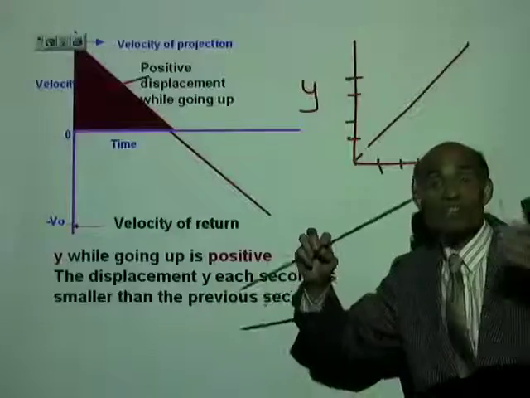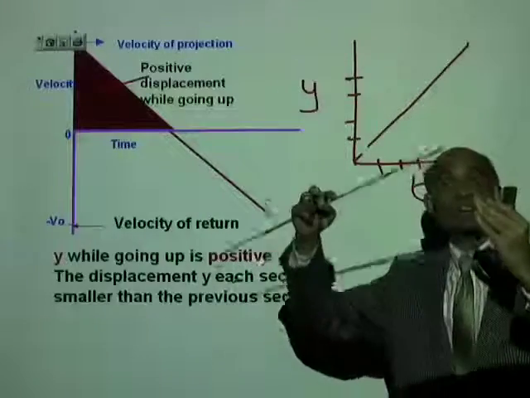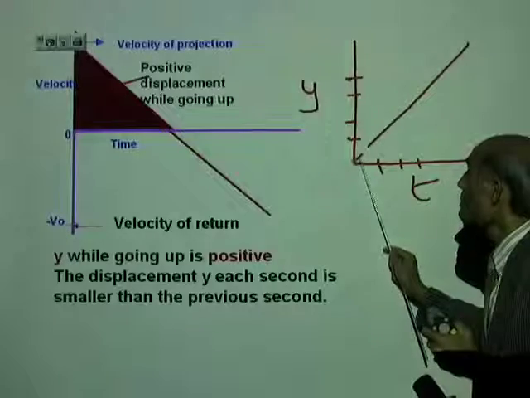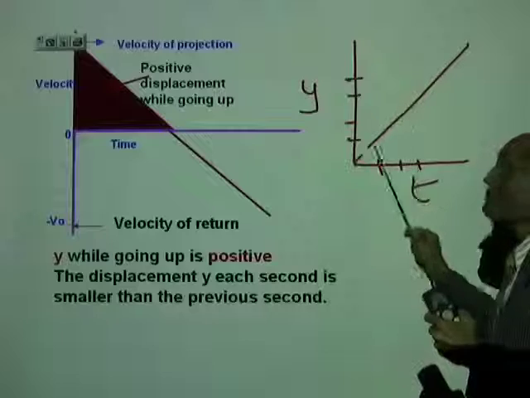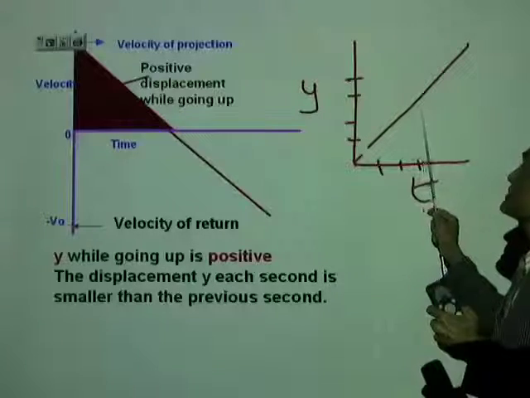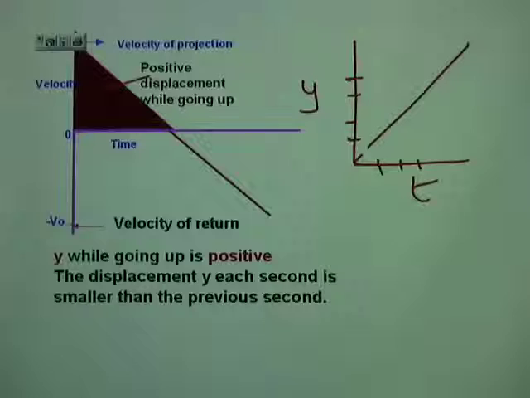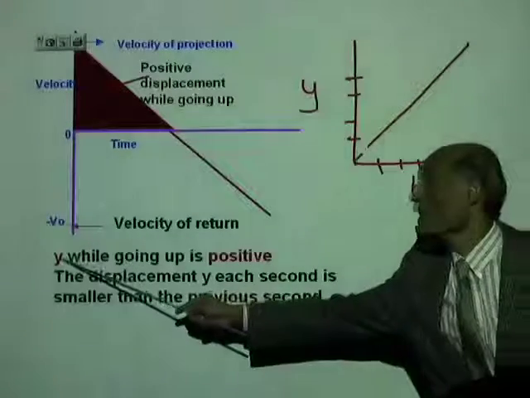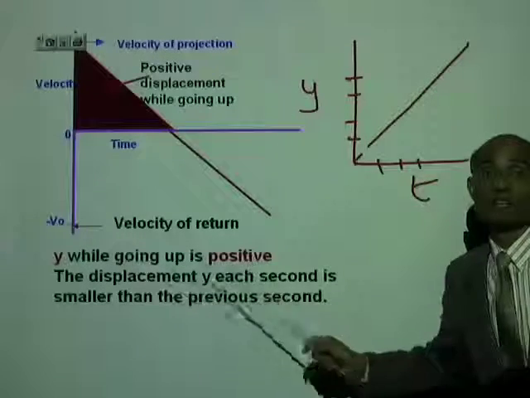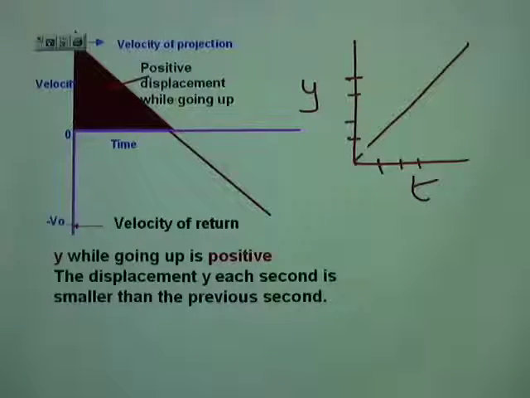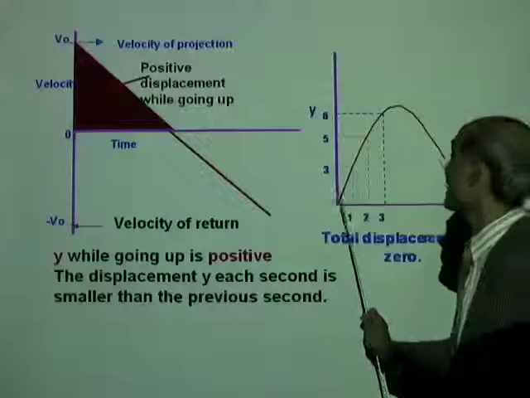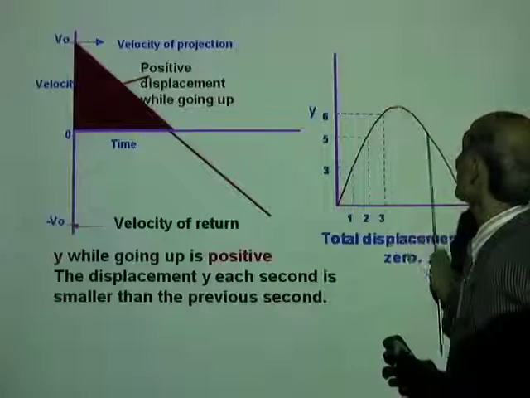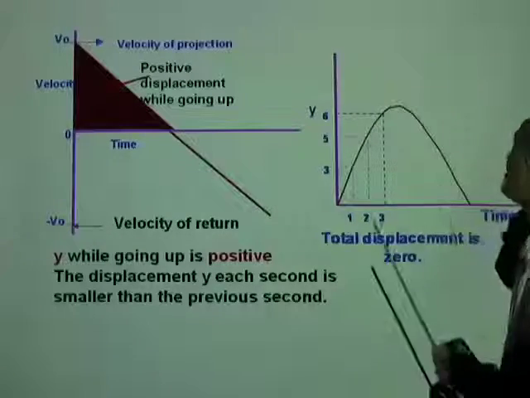Each second the displacement becomes lesser and lesser as the time goes on. That means the graph will curve down. So your displacement graph will be a concave down graph. You see that? While going up, the value of y will be positive. The displacement y each second is smaller than the previous second. Look at that. Therefore, this will be the graph of displacement against time.